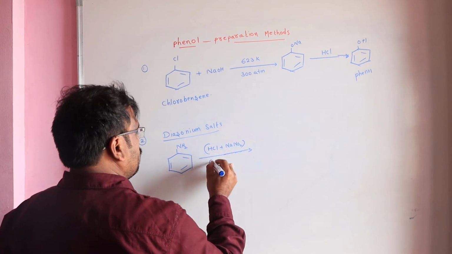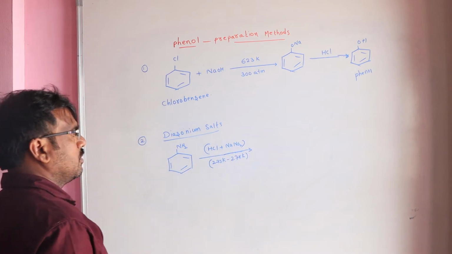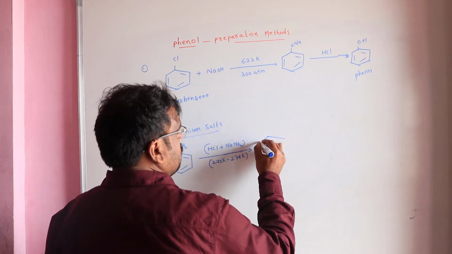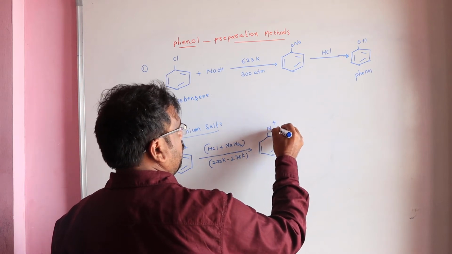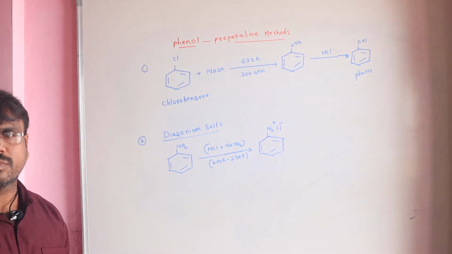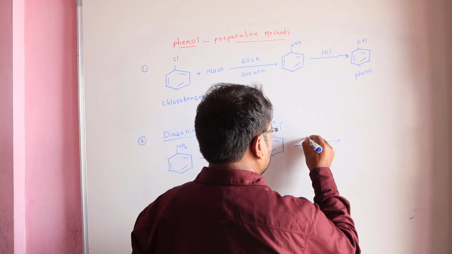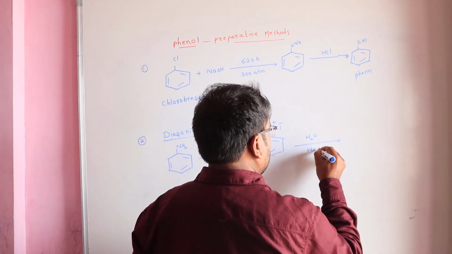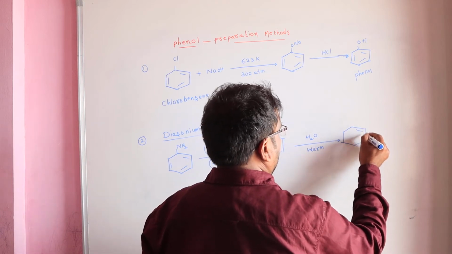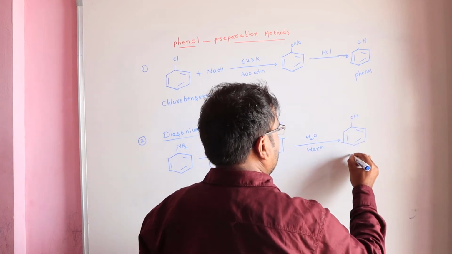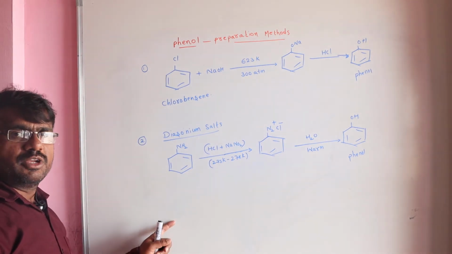At 273 Kelvin to 278 Kelvin temperature, the product is benzene diazonium chloride. This is our product, benzene diazonium chloride. When this benzene diazonium chloride is warmed with water, our product is phenol. We will get phenol. This is the second method of preparation.